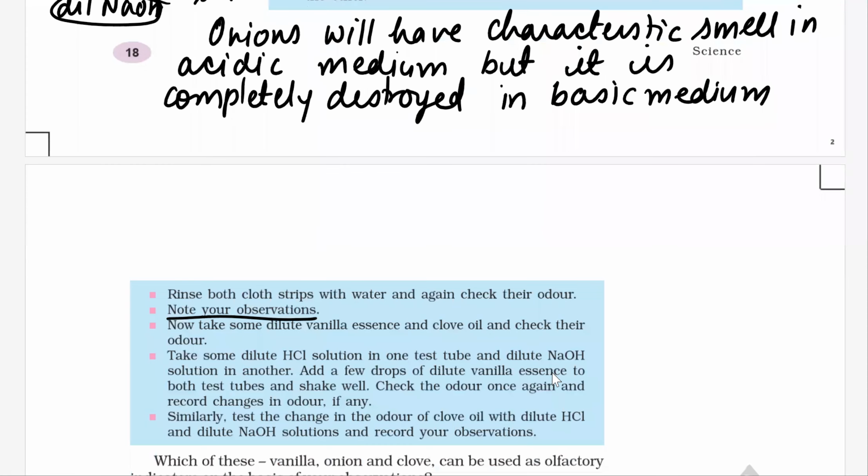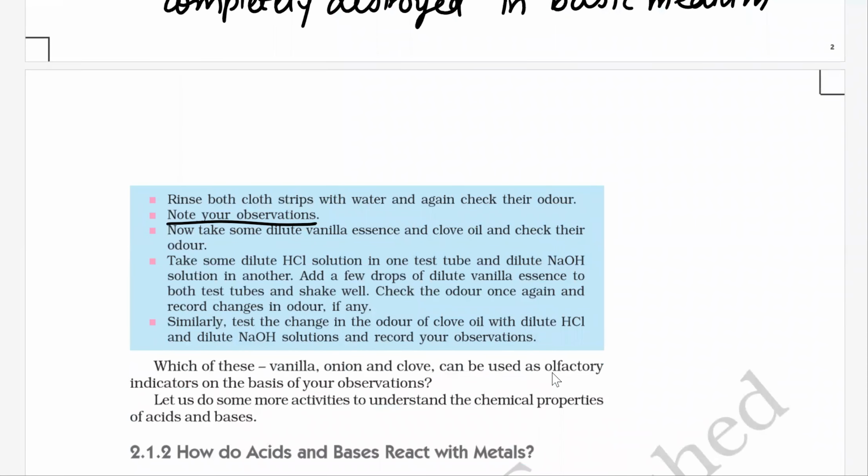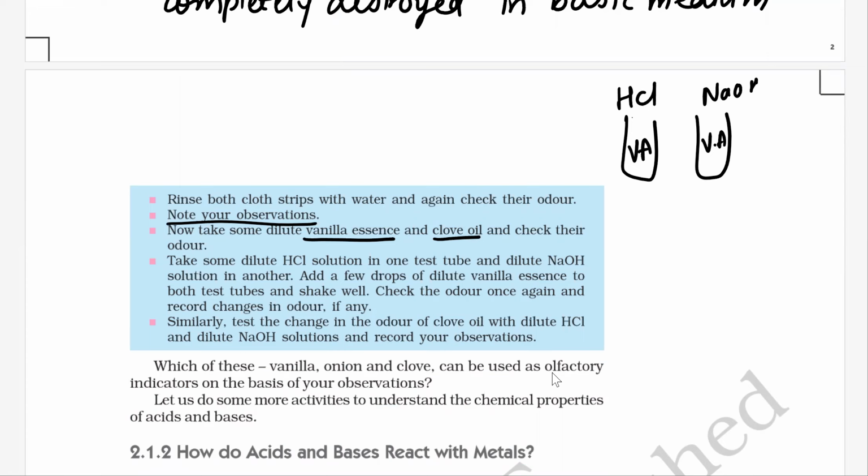And now take some dilute vanilla essence and clove oil. So dilute vanilla essence and clove oil are also taken, and the same thing is done on them. In vanilla essence we add a few drops of HCl and a few drops of NaOH, both dilute.